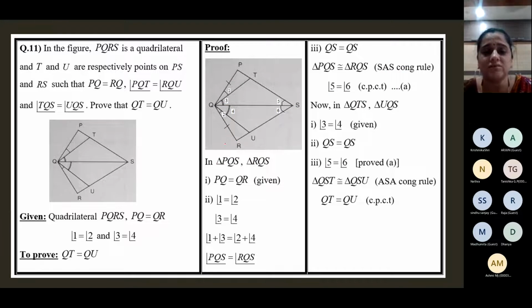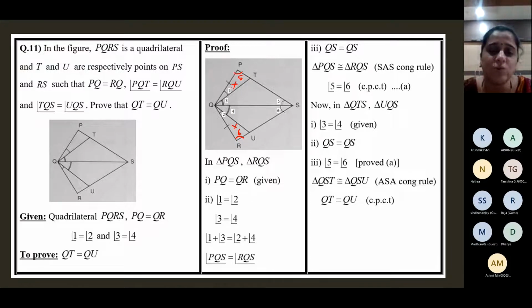Now in this triangle and this triangle, see here, angle 3 is equal to angle 4, given. Angle 5 is equal to angle 6, we proved. And QS is the common side. ASA, the triangles are congruent, CPCT. If you take up these two triangles, you would have got this one: 5 is equal to 6, CPCT.